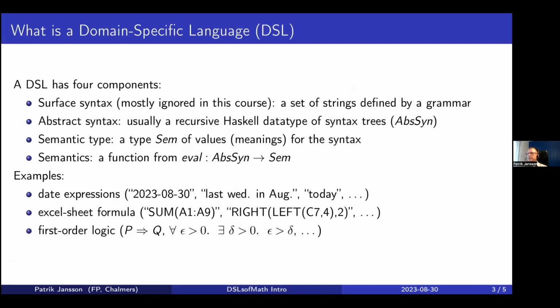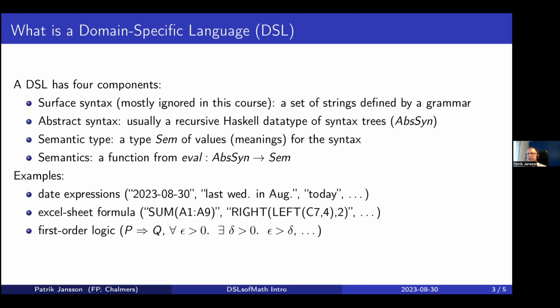So clearly, the concept of a domain-specific language, abbreviated DSL, is central here. And one usually says that a DSL has 4 components. A surface syntax, so the words and the grammar of the language, and that's mostly ignored in this course. But formally, it's a set of strings defined by some grammar, things you can write.